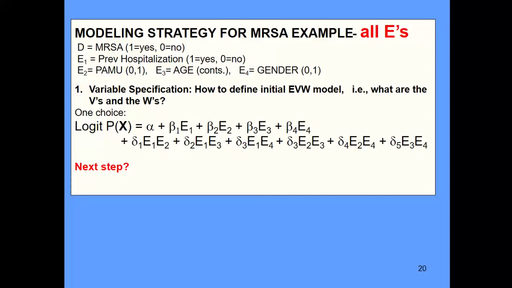And any interaction terms you can't drop, you're going to have to keep the lower order terms in the model. If you drop all the interaction terms, then you're left with just E1, E2, E3, and E4, right? So that says, okay, there's no V's.